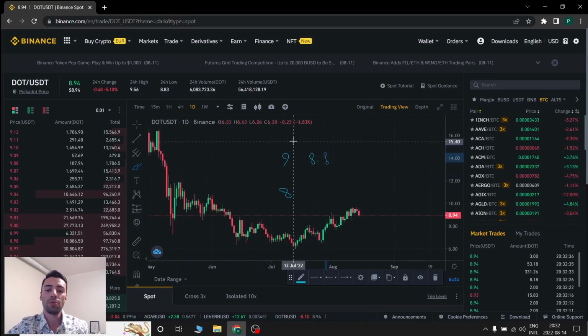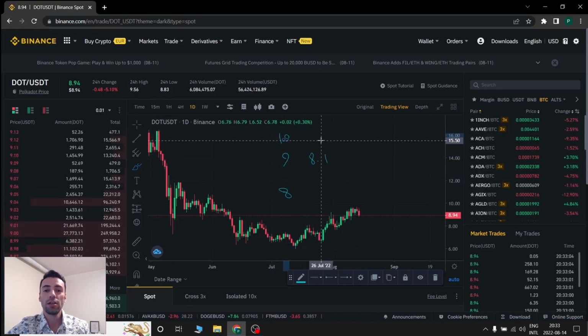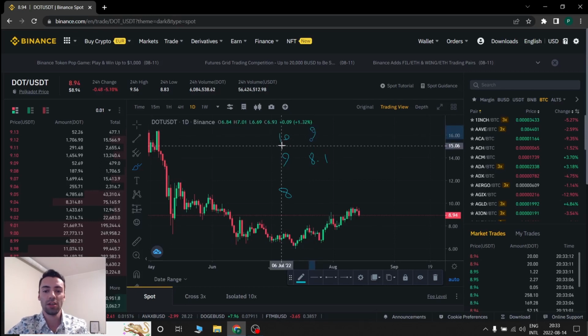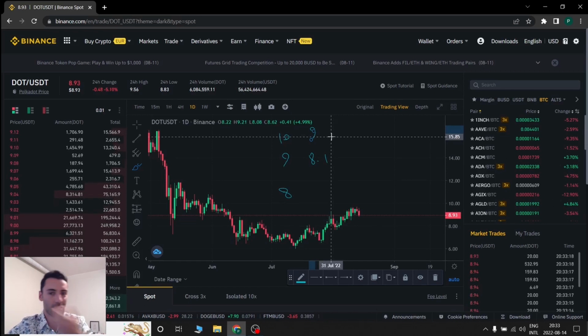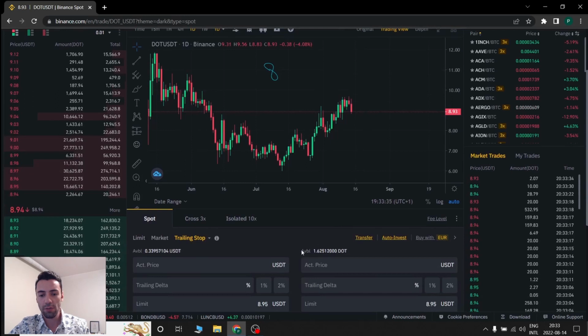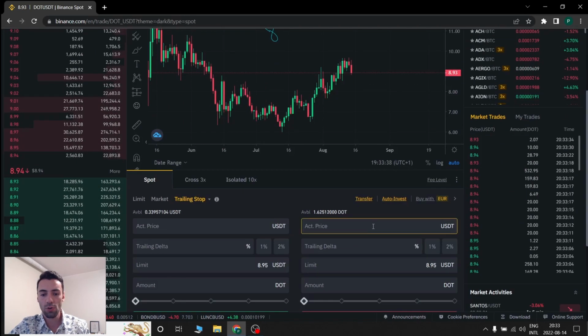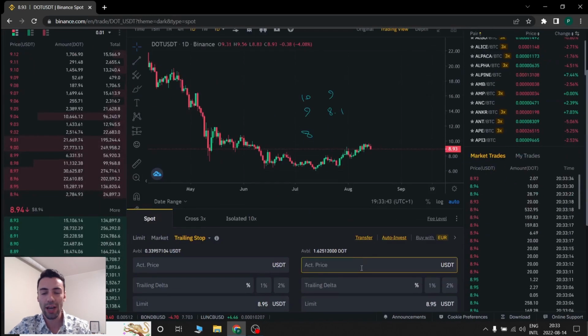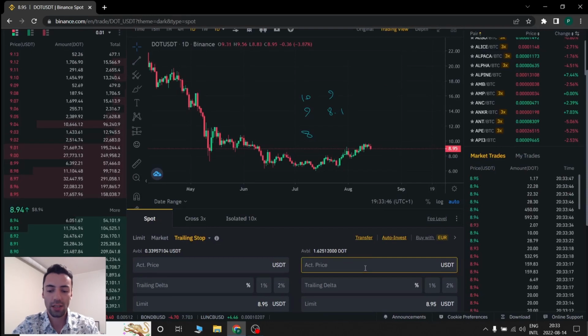And so if the price goes to $10, the stop limit will go high as well with it, to $9. The 10% of $10 is $1, so with a $1 distance between them, it will be $9. And here, we have the Polkadot we bought at $8, so we want to activate this order at the price of $9.